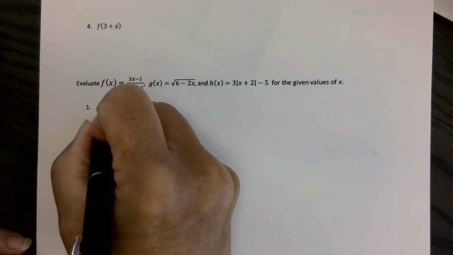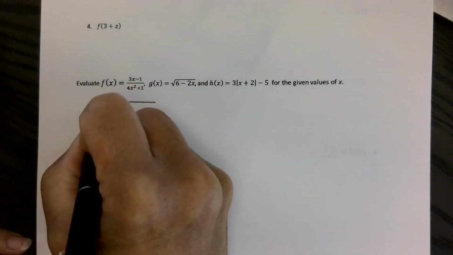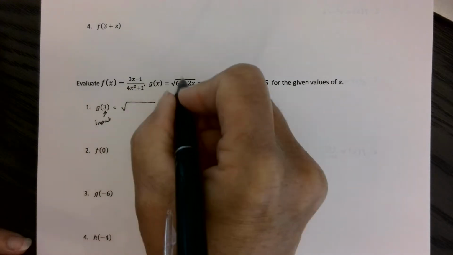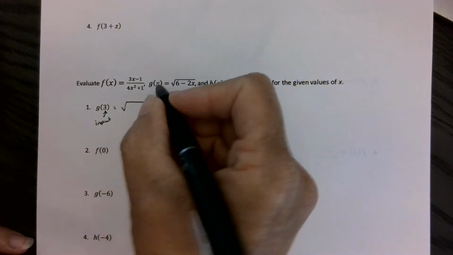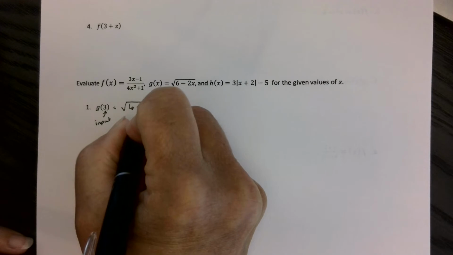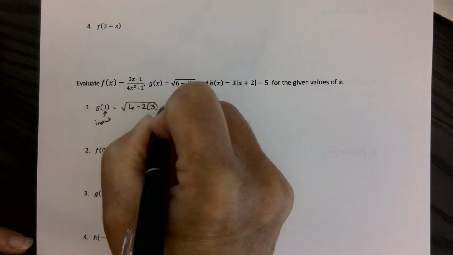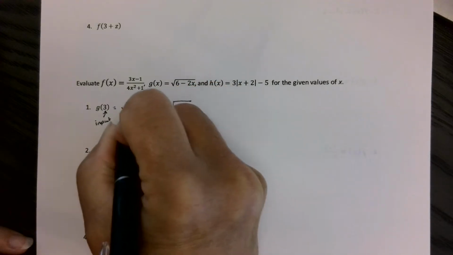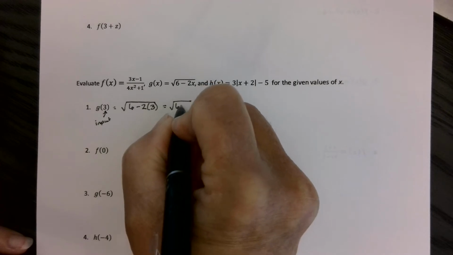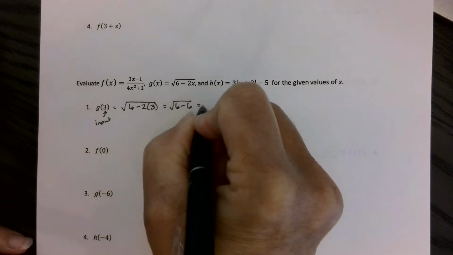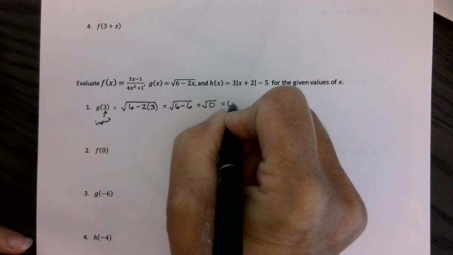Remember, this here is our input. So wherever we see an x, we're going to put 3. We have 6 minus 2 times 3. Order of operations, you're going to multiply before subtract. So you get 6 minus 6, which gives us the square root of 0, which is 0.